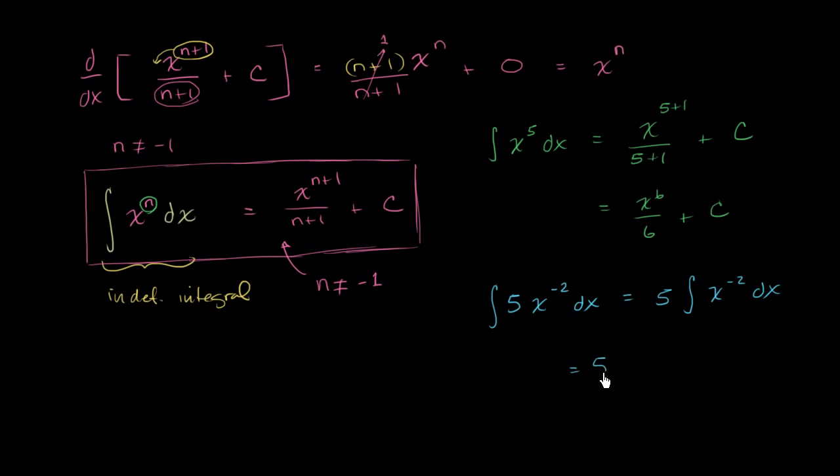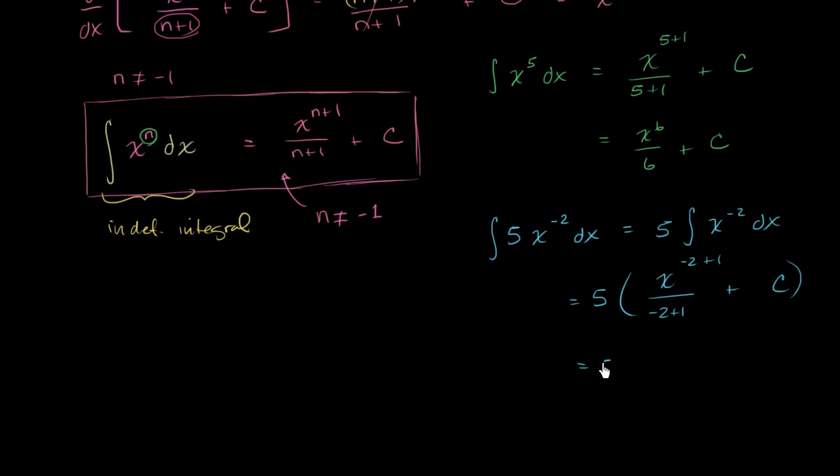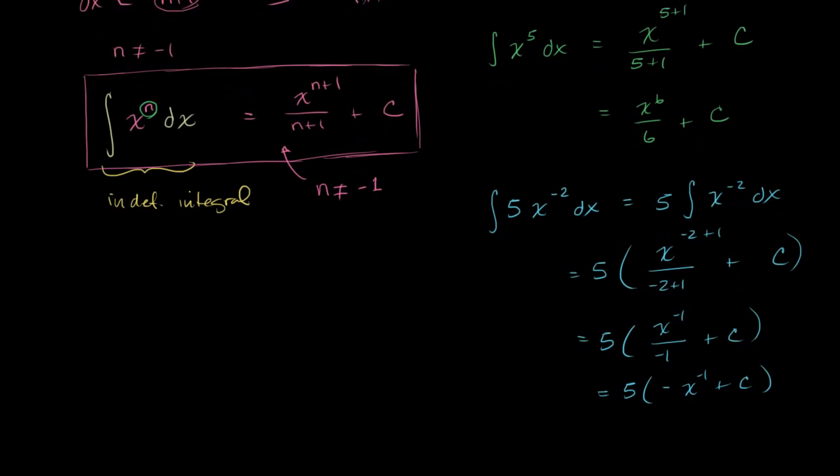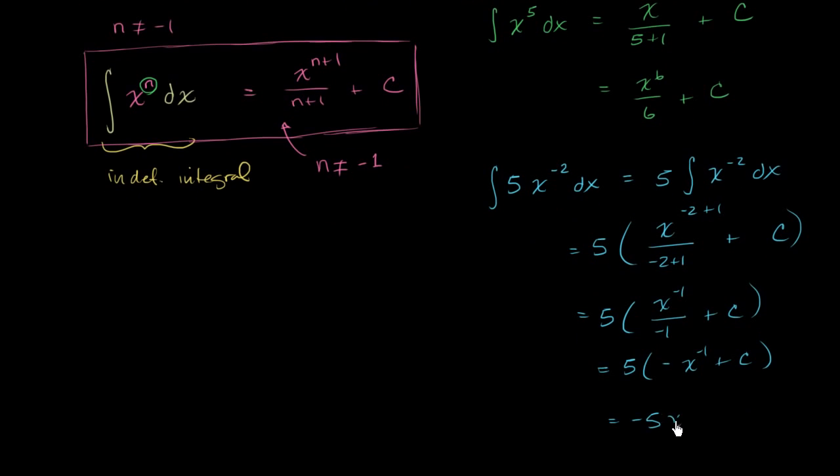So this is going to be equal to 5 times x to the -2 power plus 1 over the -2 power plus 1 plus some constant right over here. And then we can rewrite this as 5 times x to the -1, since -2 plus 1 is -1, over -2 plus 1 is -1, plus some constant. And this is equal to 5 times negative x to the negative 1 plus some constant. And then if we want, we can distribute the 5. So this is equal to negative 5 x to the negative 1.